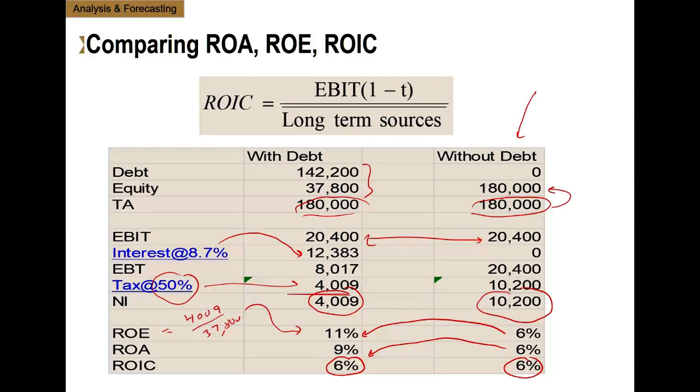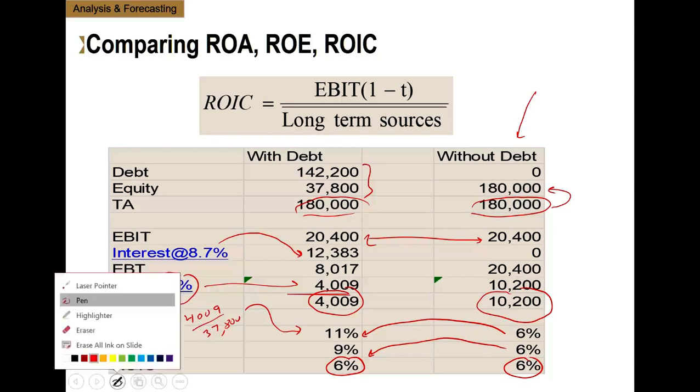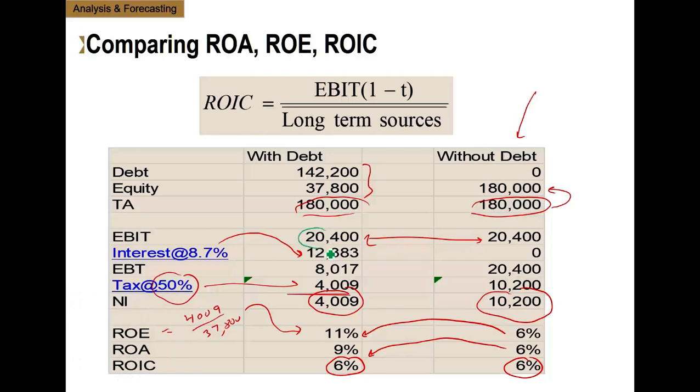Remember, ROIC will be EBIT, which is at 20,400. ROIC will be taking the EBIT and subtracting the tax that you have to pay. So it would be the 20,400 times 1 minus 0.5, that's the tax rate. And you divide all that by all of the funds that are provided by equity holders and lenders, which in this case is easy because in my simple example, it's the full $180,000. And that's for this column, of course.